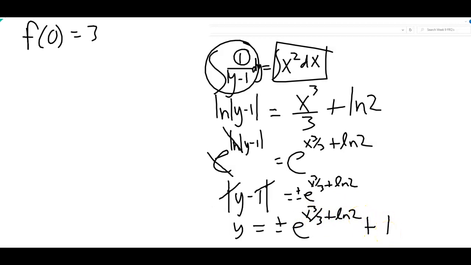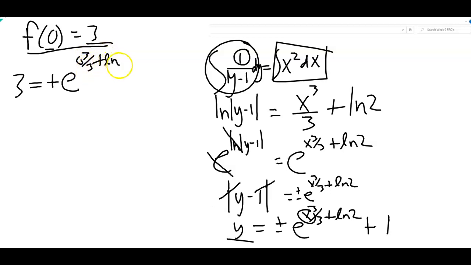All right. And so we're not going to leave it where we have a plus or a minus, right? That's 2 different possible answers, and we have to find which one's right. Is it the positive e or is it the negative e? And for that, we use our initial condition to decide. So I'm going to replace this y with 3. So I've got 3 equals, and I'm going to go with the positive e for now. So we'll see if that's the correct answer. And I'm going to replace the x with 0. So it's going to be 0 cubed over 3 plus ln of 2. All right, so that's going to all just go away there.